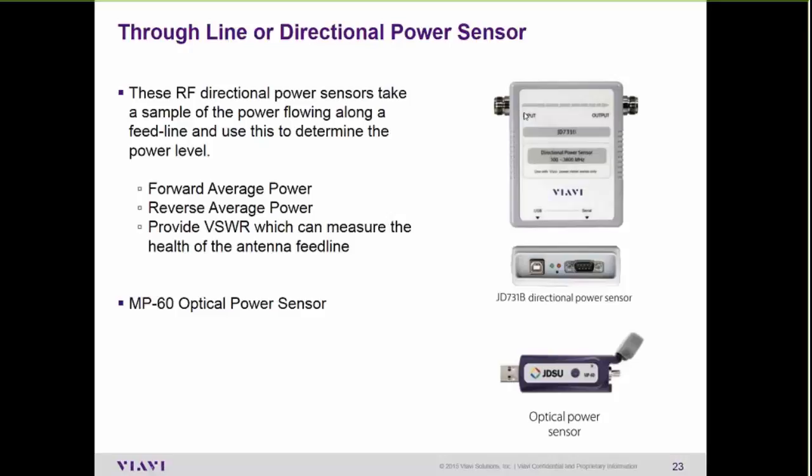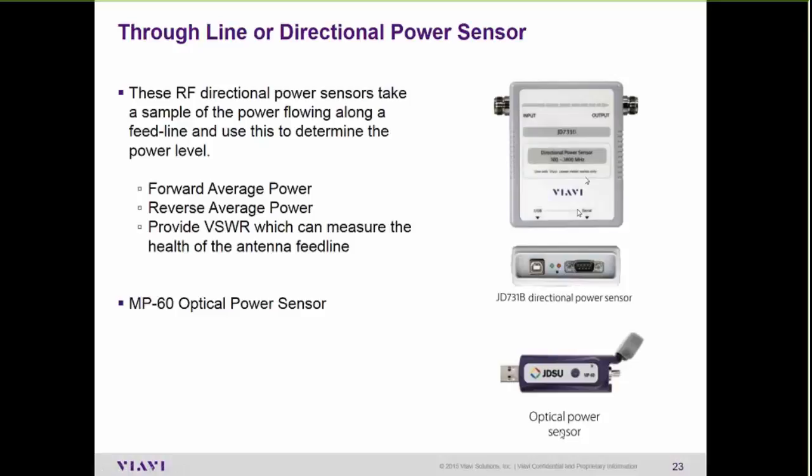So here is the directional through-line power sensor. Again, it does have an input and output port on it, and I'll show you a little bit more about that here in just a second. It does have a USB client port on the bottom. There is a serial port too, but I don't know of anybody's laptop today that has serial ports on it. We also have the USB-based optical power sensor.